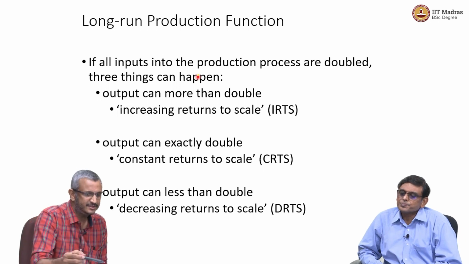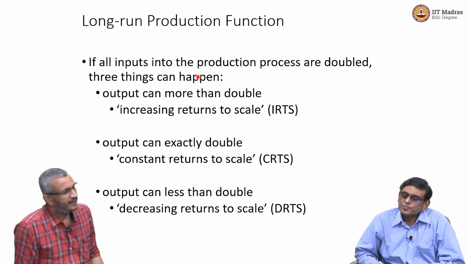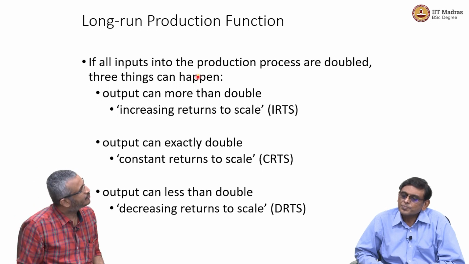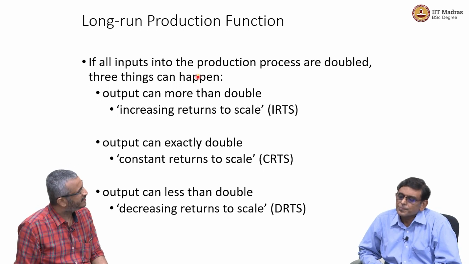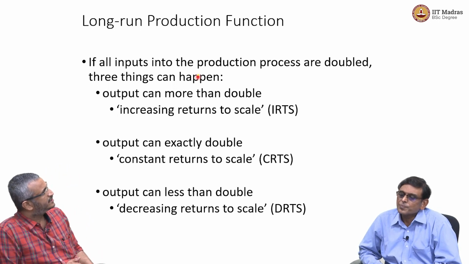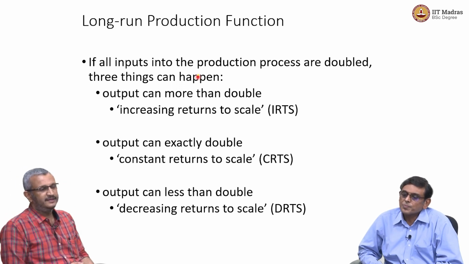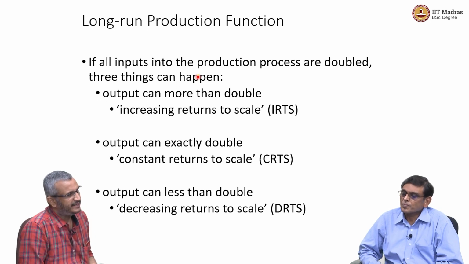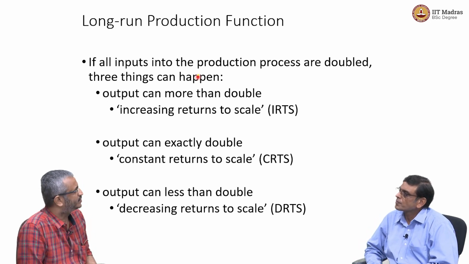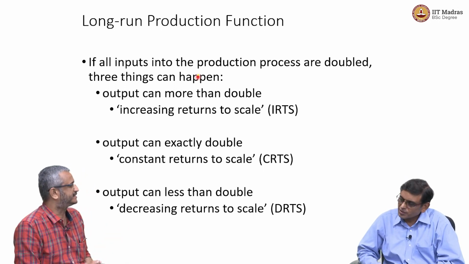There is increasing returns to scale, that is output doubles, or the increase in output is much more than the increase in inputs. So, a 2% increase in input might lead to 6% or 7% increase in output. Then there is the constant returns to scale, that is output can exactly double as the input. So, 2% increase in input will give me 2% increase in output. That is constant returns to scale.